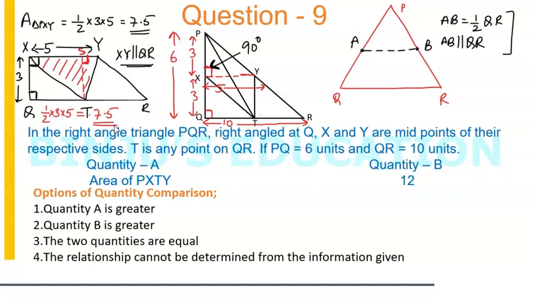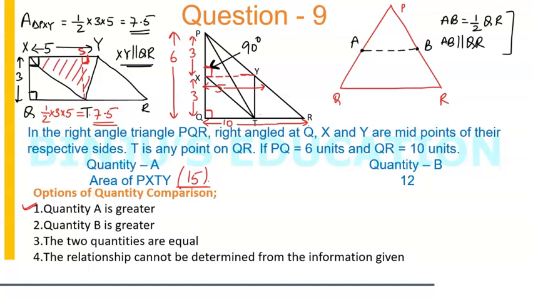Area of triangle XYT is also 7.5, which means the area of the entire quadrilateral will be equal to 15 units. And 15 is definitely greater than 12, which means quantity A is greater. So one is the answer, or A is the answer, whichever way you want to put that.